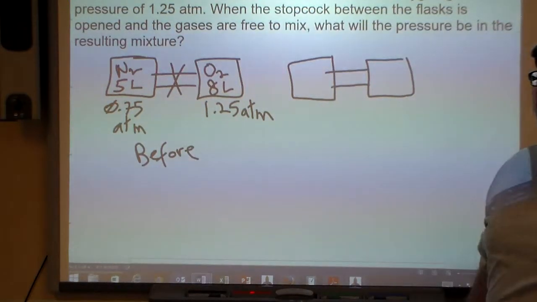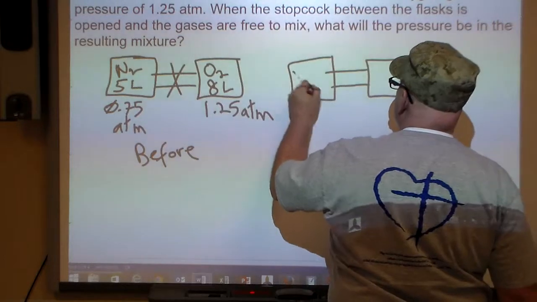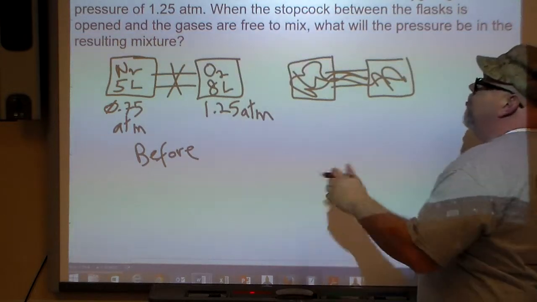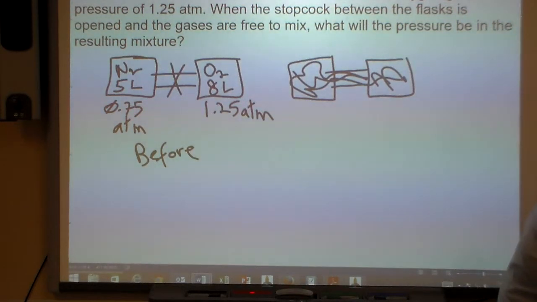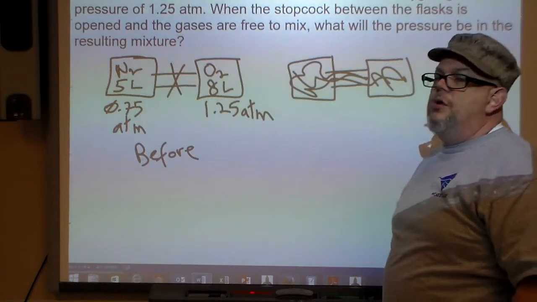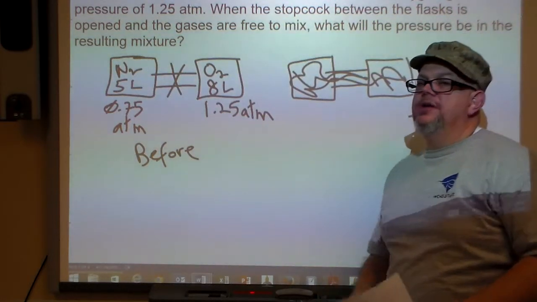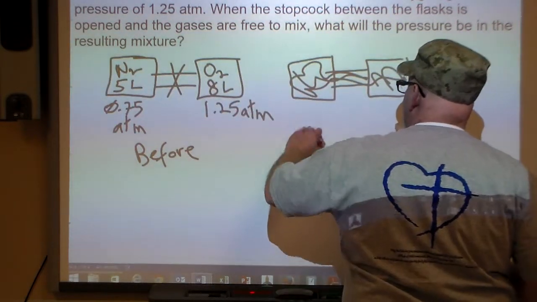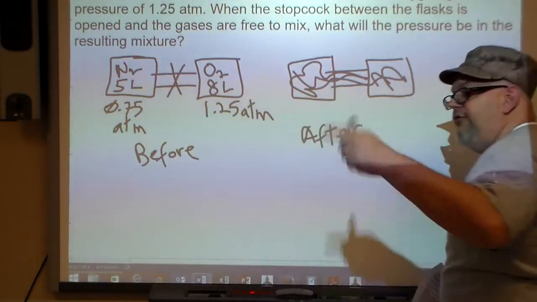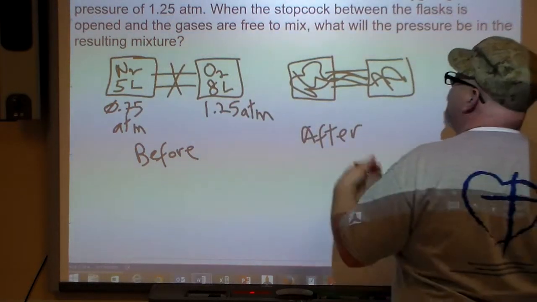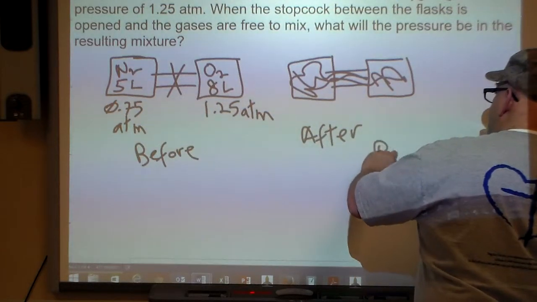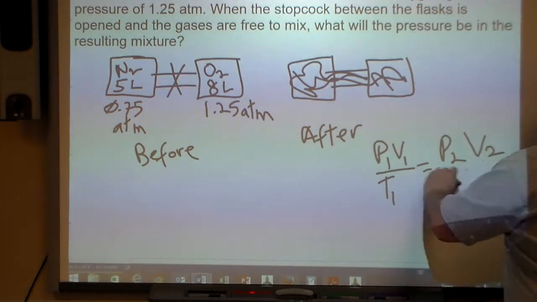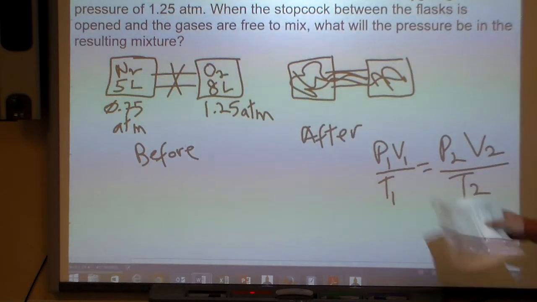This is our before. Now, we have an after. The stopcock has been released, okay? So now the gases are just freely flowing around in there doing their thing. So now we don't know, okay, what's going to be the pressure in the resulting mixture. So in this case here, we can't use the ideal gas law because that's the snapshot. This is not a snapshot. We have a before and then we have an after. Well, if we have a before and an after, then that means we have to use the combined gas law. The P1V1 over T1 is equal to P2V2 over T2. That's the combined gas law.